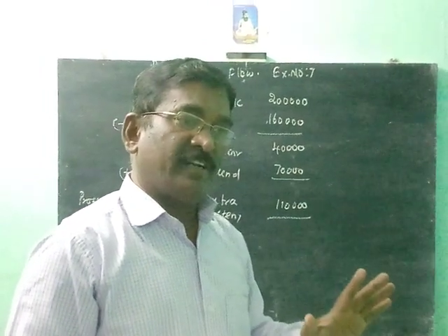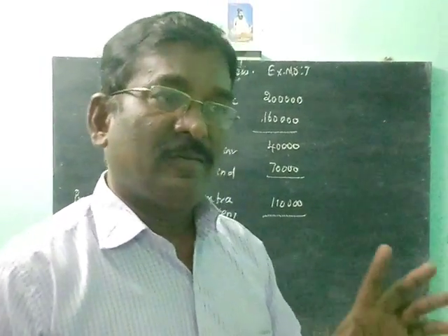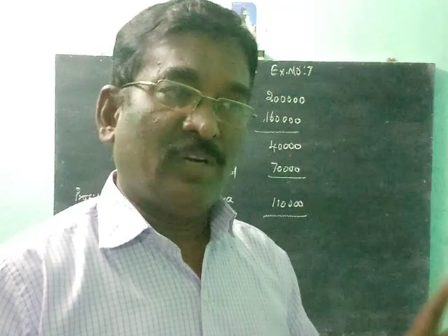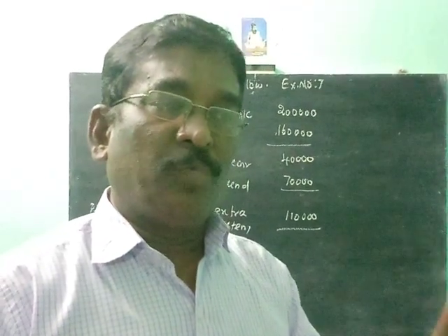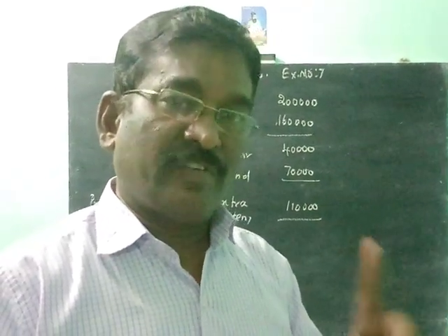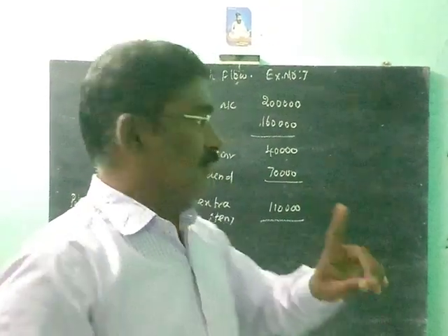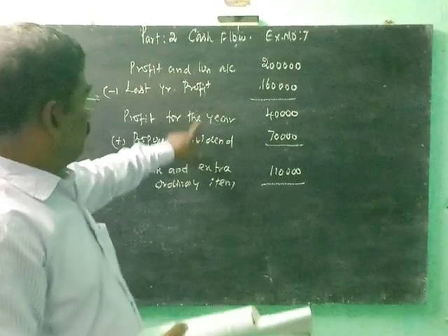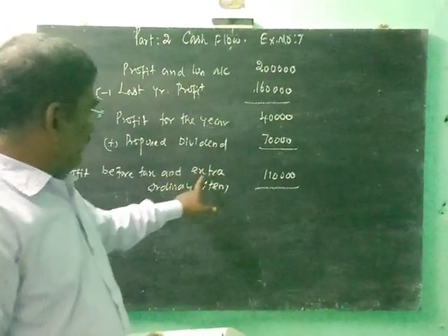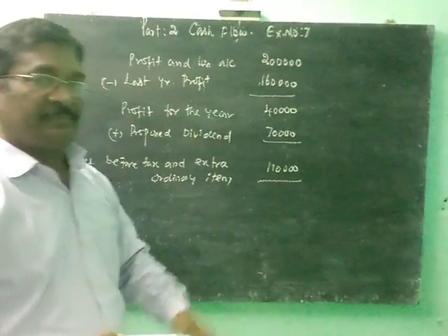This proposed dividend is decided in board of directors meeting. Only AGM approval getting from shareholder. So 70,000 is provided. So that is provided in P&L account. That is extraordinary item. So profit before tax and the extraordinary item is 1,10,000.